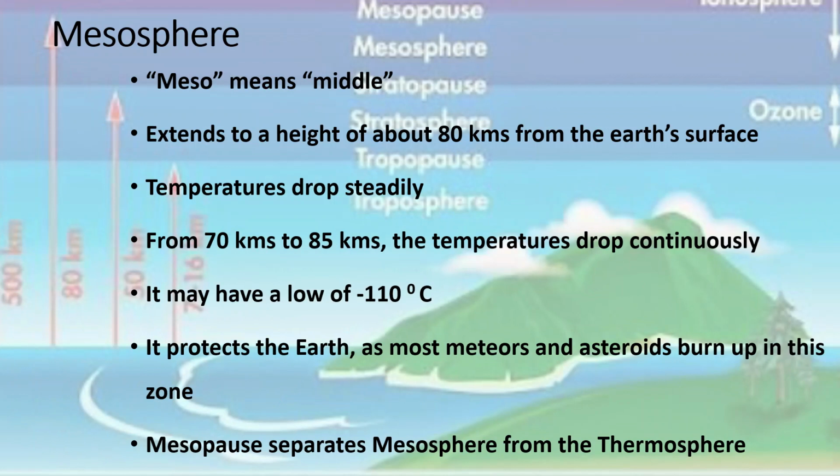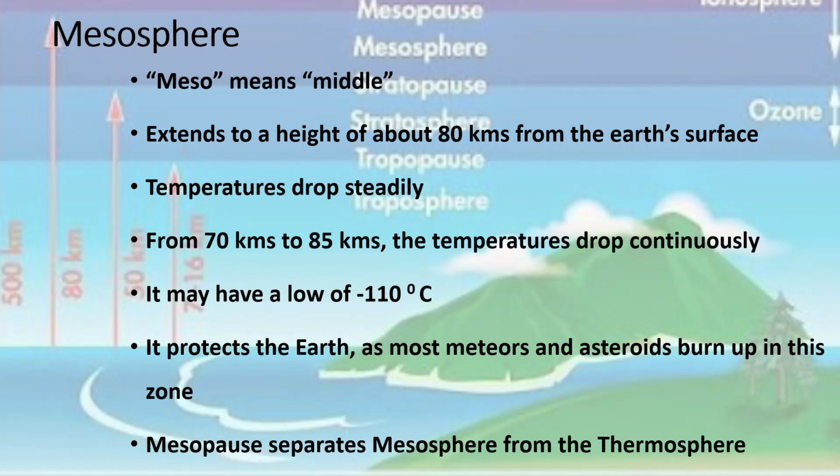Now the mesosphere, this is the third layer from the bottom or the third layer from the top. So meso literally means middle. So it is the middle layer amongst all the 5 layers. It extends to about 80 kilometers from the Earth's surface, as you can see in the background. Here the temperatures drop steadily. And when you reach an elevation of about 70 kilometers to 85 kilometers, then the temperatures drop really hugely. Okay, so this area can have a low of minus 110 degrees centigrade, which is extremely freezing cold.